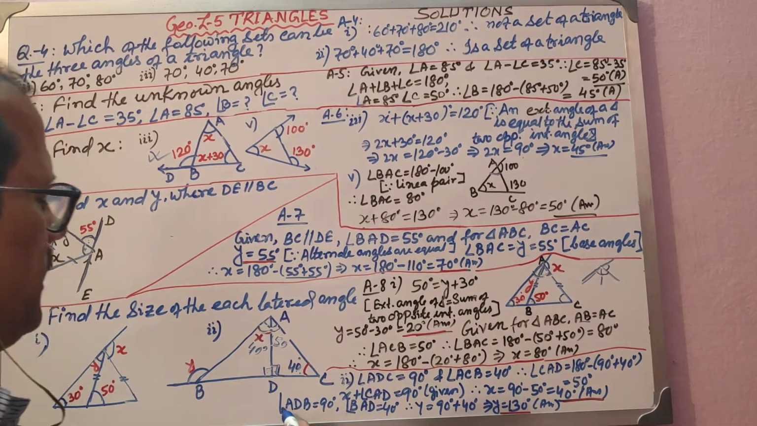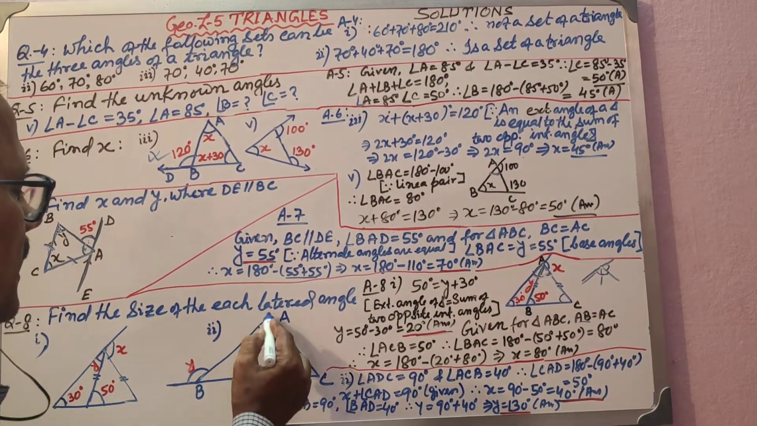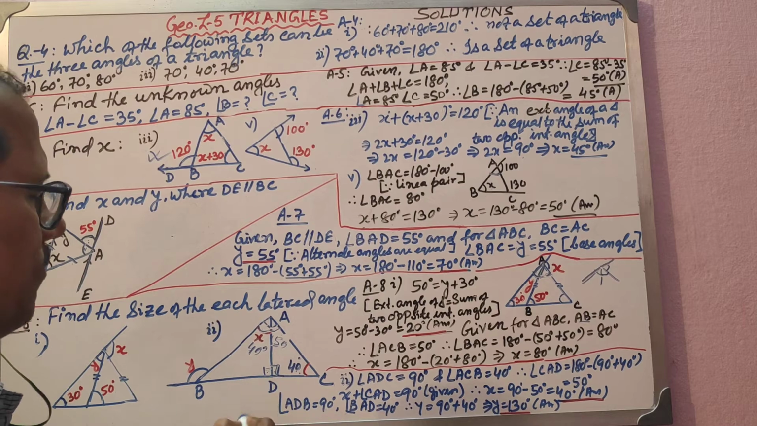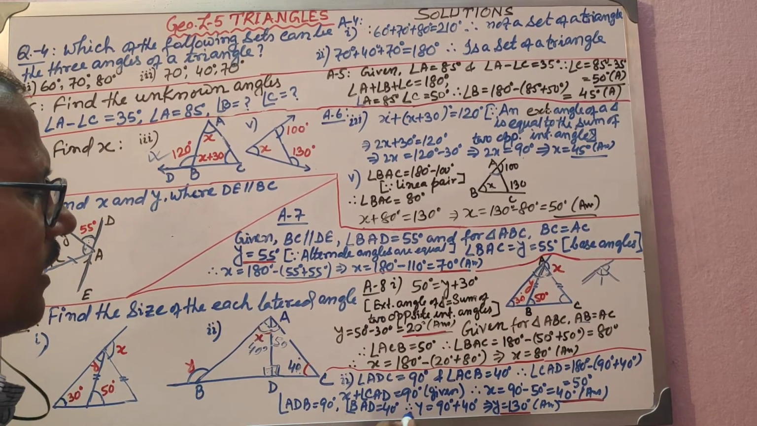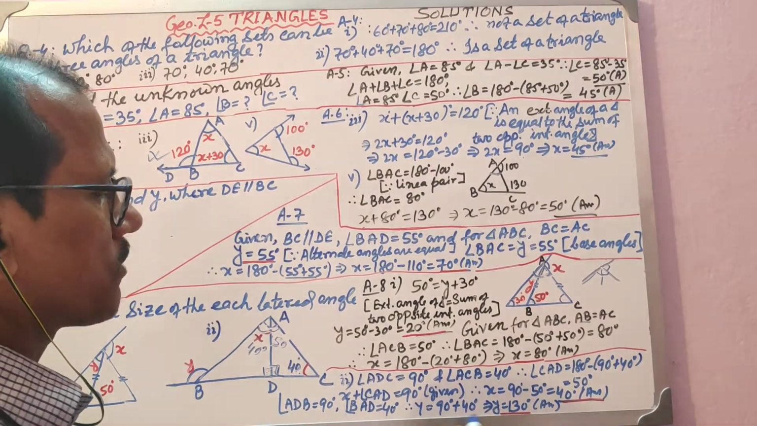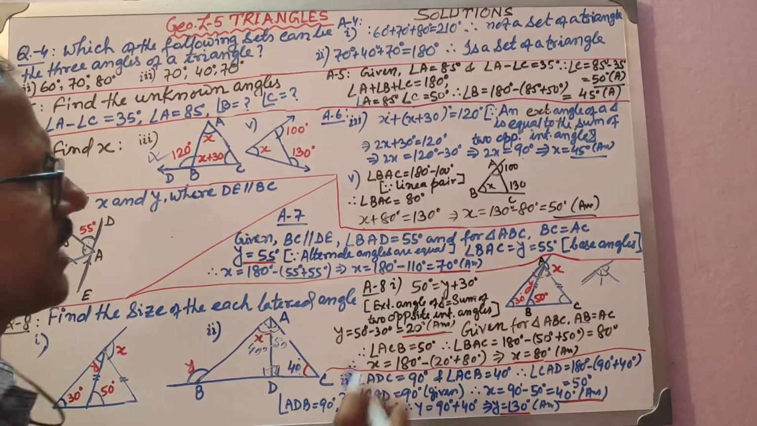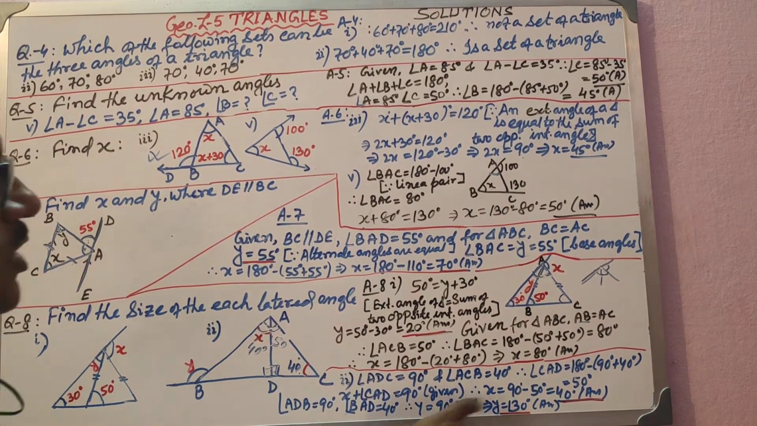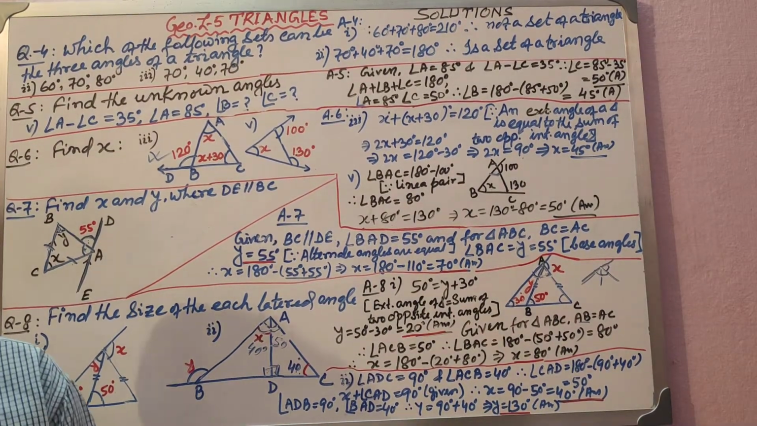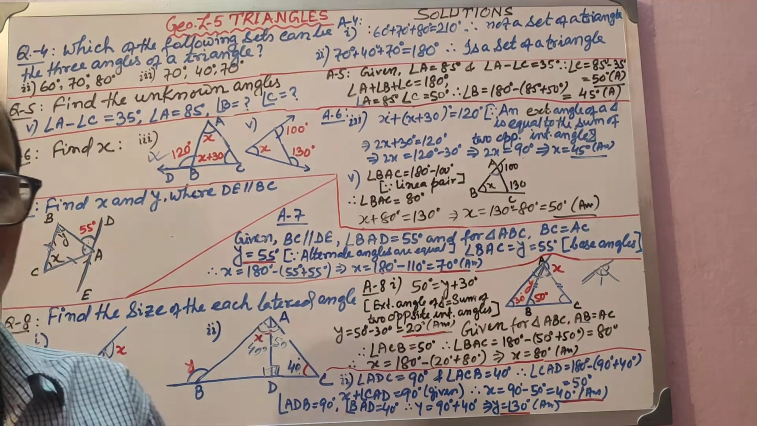See, ADB is equal to 90 degree. By the figure it is given, and BAD is equal to 40 degree. Got it? Therefore, y is equal to 90 plus 40 degree, which is 130 degree. The logic is: the exterior angle of a triangle is equal to the sum of two opposite interior angles. So y will become 130 degree. Things are very simple. Other sums I will cover in the next video.